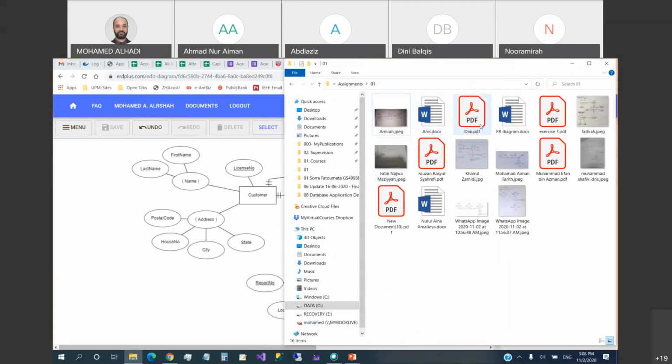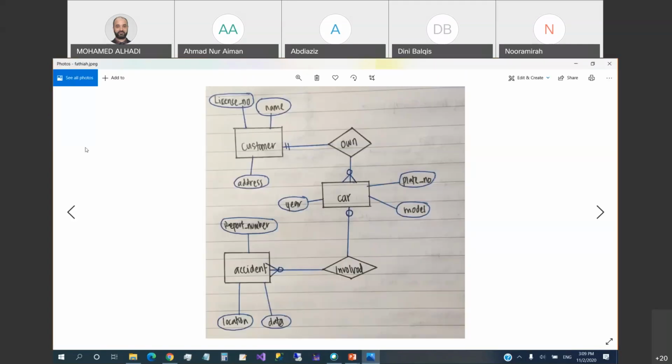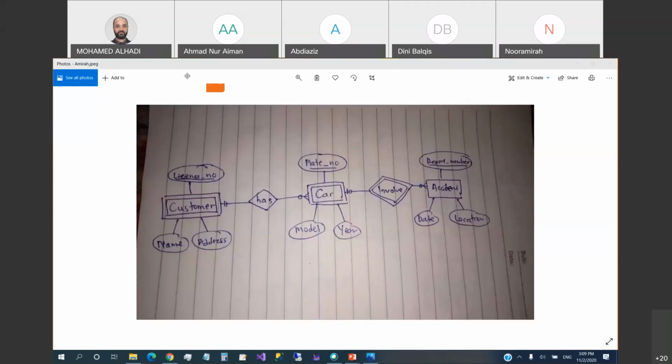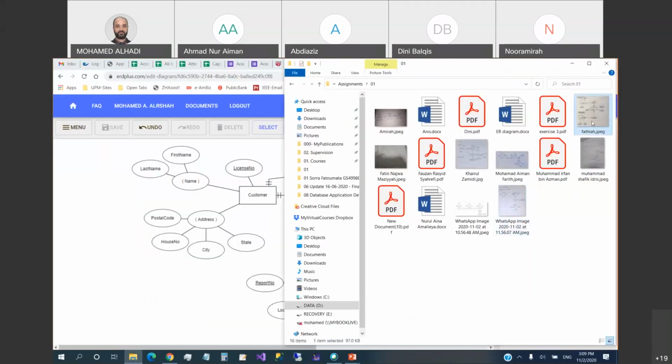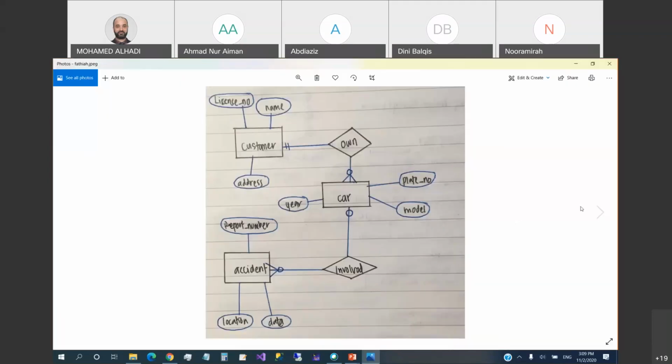Okay. Let us take the images first. After we finish, we continue with other types of files. Okay. Oh, this is the same scenario, right, Amira? Okay, here.